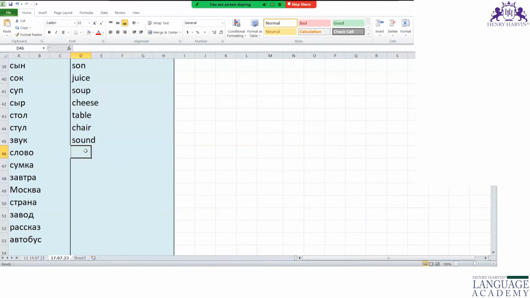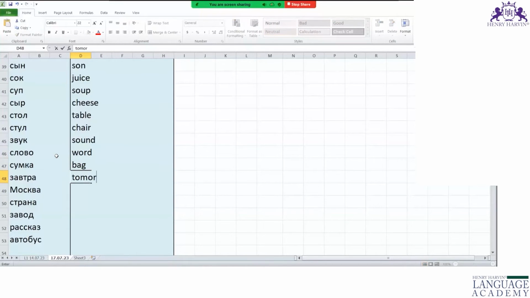So we are continuing slower. Okay, so we have these words, сын, сок, суп, сыр, стол, стул, звук. Okay, so you wrote down these words. Next words which we had, слово. Слово means a word. Сумка, it's a bag.